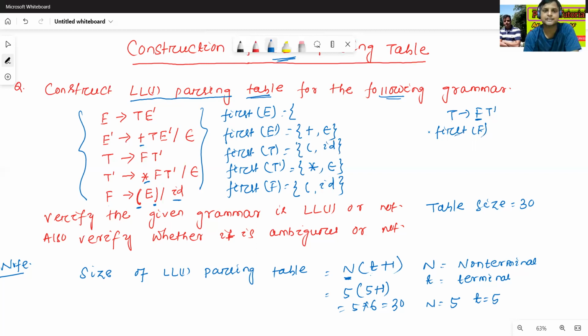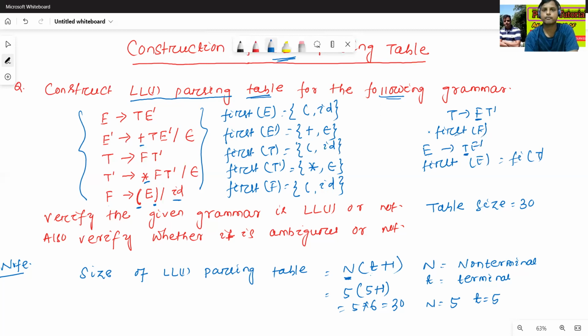Now we'll find first of E. Here E goes to T E prime. So first of E is nothing but first of T. First of T equals open bracket and ID. Okay. So first of all non-terminals is complete.